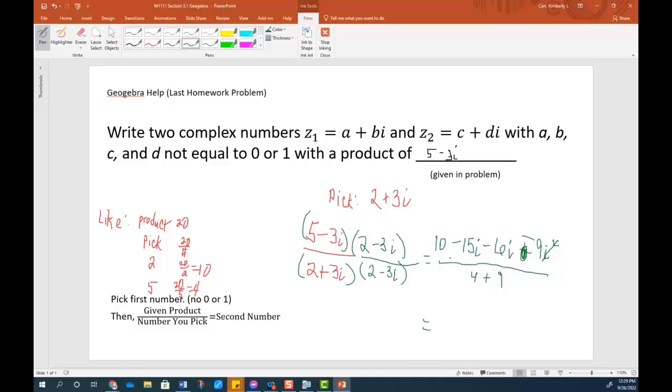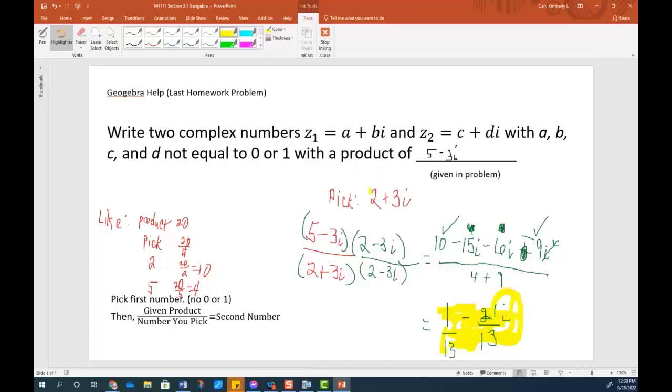Looking at my numerator, the real parts, I have 10 right here, and then I have minus 9 here. So I ended up with 1. And then in the center, I have this negative 15i, minus 6i. When I combine those, I end up with negative 21i. But they're both over this 4 plus 9, and 4 plus 9 is 13. And if they're both over it, they're each over it. I got the result of 1 over 13 minus 21 over 13i.